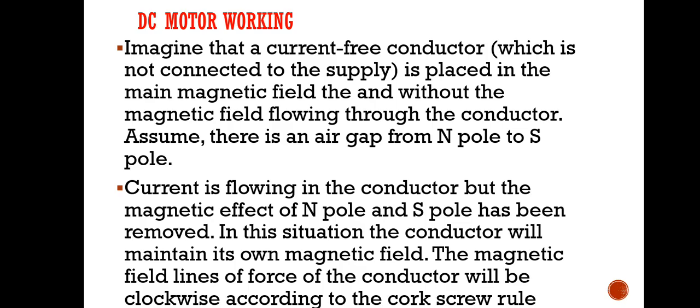Working of DC motor. Imagine that a current-free conductor is placed in the main magnetic field, and without the magnetic field, assume there is an air gap from North Pole to South Pole. Current is flowing in the conductor, but the magnetic field of the North Pole and South Pole has been removed. In this situation, the conductor will maintain its own magnetic field. The magnetic field lines of force of the conductor will be clockwise according to the corkscrew rule.